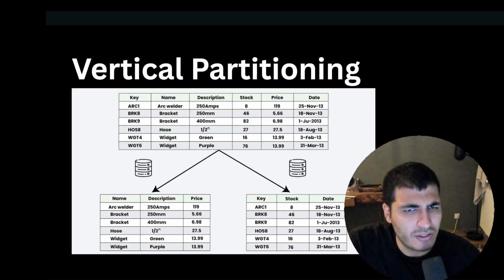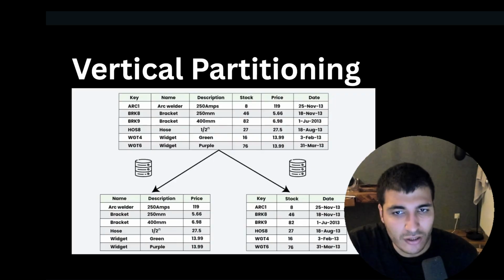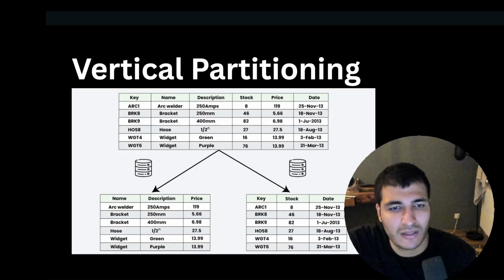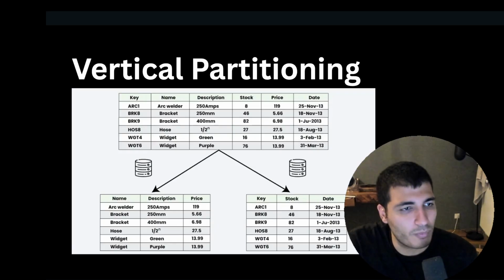One of the limitations, the main drawback of vertical partitioning, is that queries that need data from columns in different partitions will need to use a join operation to bring the data back together, and these joins can sometimes be expensive and cause performance problems.